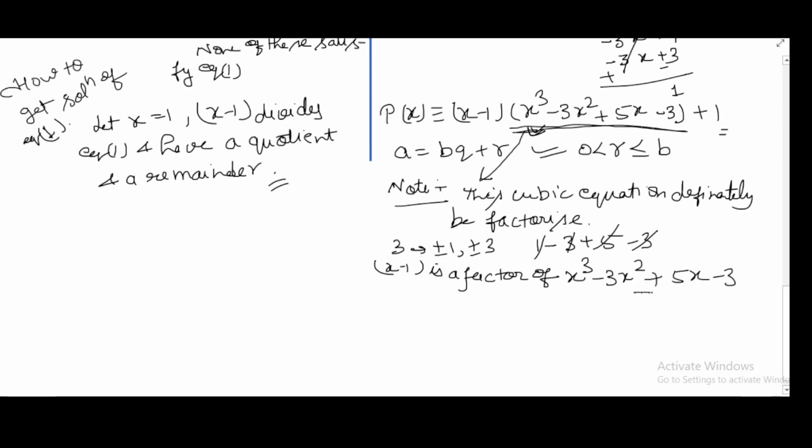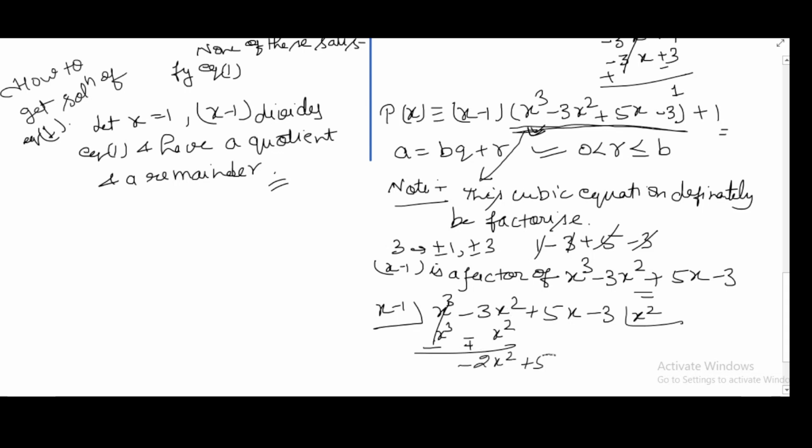Okay, so if x minus 1 is a factor of this equation, then it will divide it completely. x cube minus 3x square plus 5x minus 3. That means we have to multiply by x square to get x cube minus x square. Then we get here, it will be cut out. This will be sign plus, this will be minus, so minus 2x square plus 5x. Now we have to multiply by minus 2x to get minus 2x square. So we will have minus 2x square plus 2x.